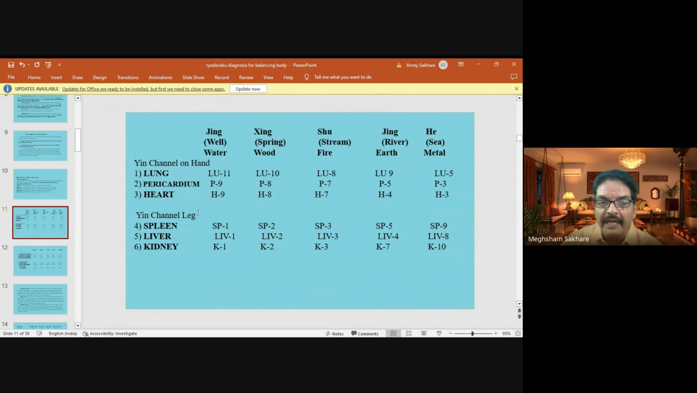Yin channel on the hand and yin channel on the leg: the Jing well points are water element. Then next, Jing spring points are wood element. Shu stream points are fire element. Jing river points are earth element, and all He sea points of yin channels are metal element.